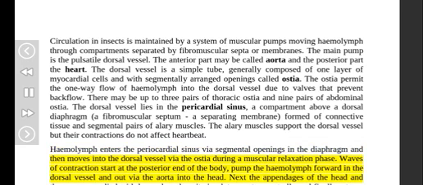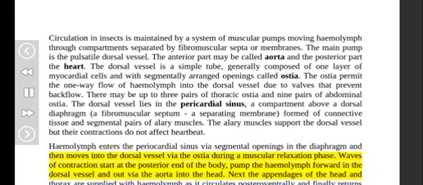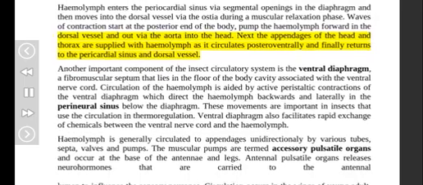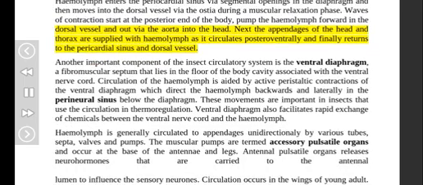Waves of contraction start at the posterior end of the body, pump the hemolymph forward in the dorsal vessel and out via the aorta into the head. Next, the appendages of the head and thorax are supplied with hemolymph as it circulates posteroventrally and finally returns to the pericardial sinus and dorsal vessel.